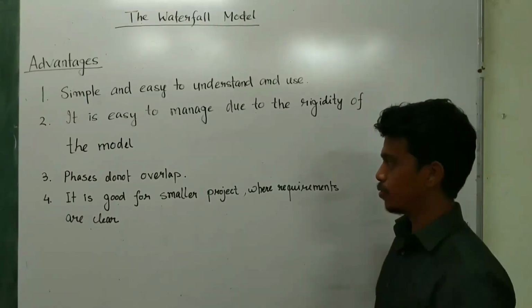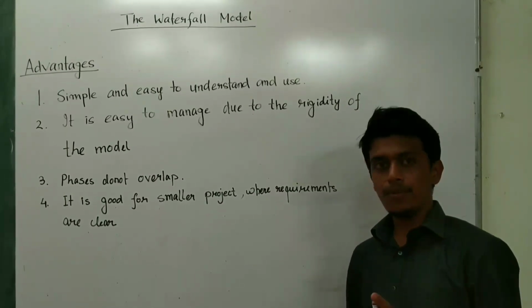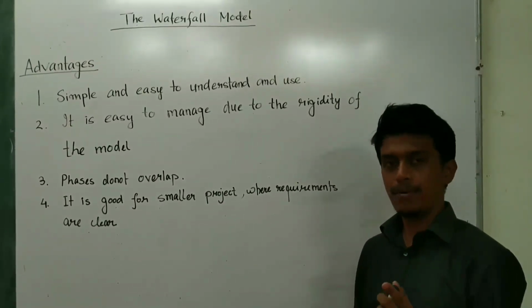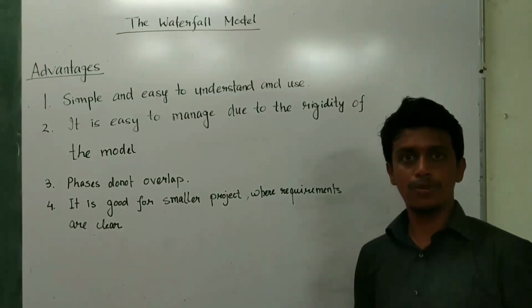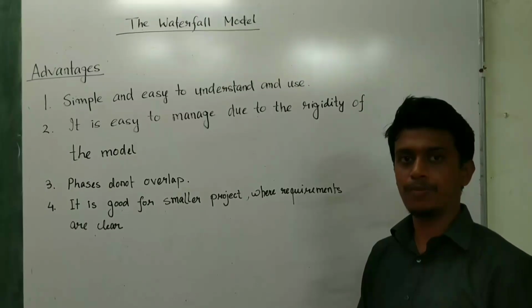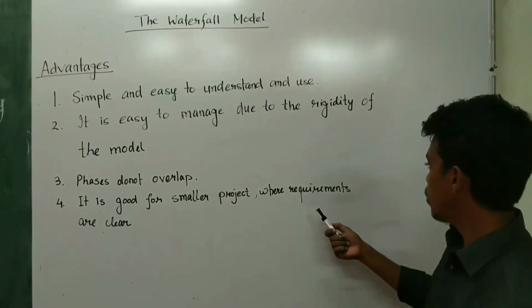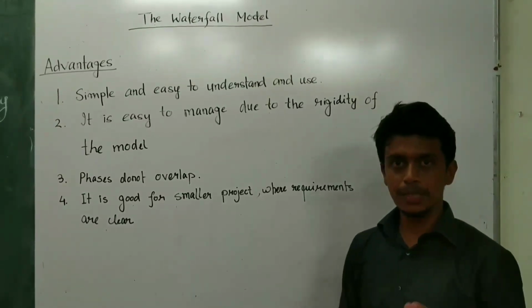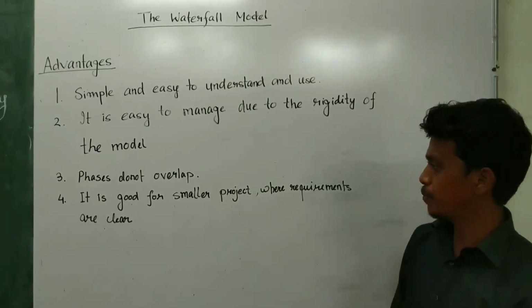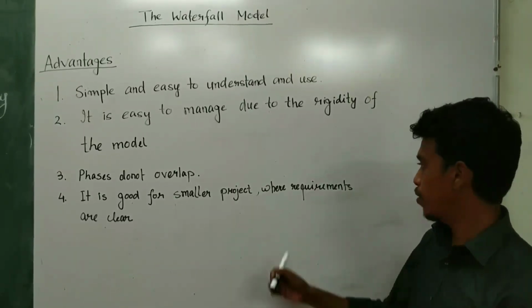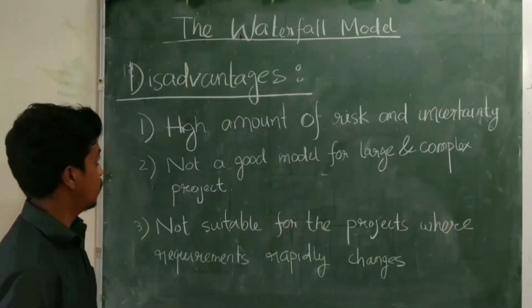Third, phases do not overlap. Since it is a one-way model, every phase is operated only once, so phases will not overlap. The software engineer does not have to think about previous phases that have already been crossed. It is good for smaller projects where requirements are clear. It is very easy to implement in small software, because every requirement is clear, so we can implement it easily with the waterfall model.